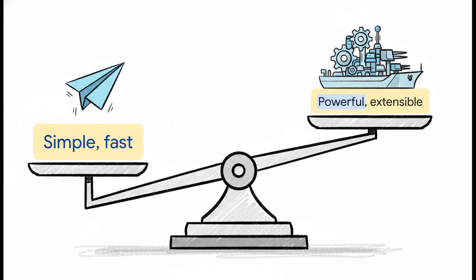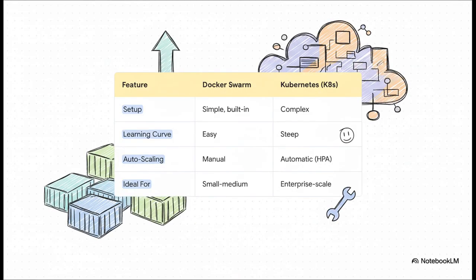Docker Swarm? That's your sports car. It's fast, it's agile, it's super easy to handle. Kubernetes, on the other hand, is the truck. It's insanely powerful, it's versatile, and it's built for some serious heavy lifting. I mean, both will get you to your destination, a scalable app, but they offer a very different kind of ride.